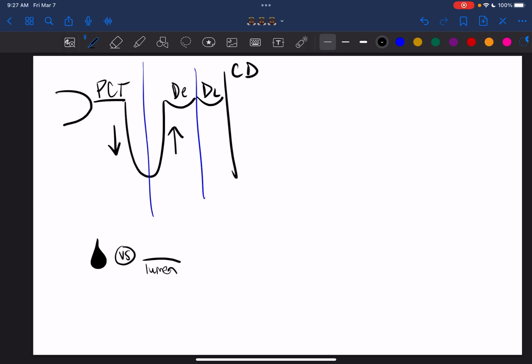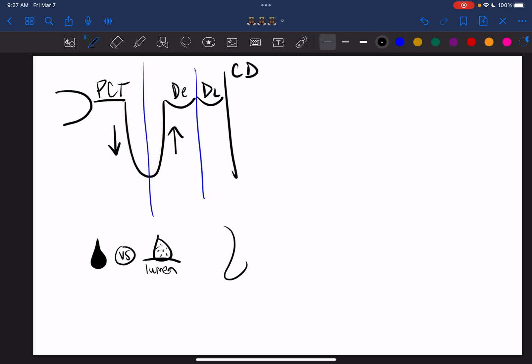In GI, the framework is blood versus food, as I call it, meaning the blood versus the intestinal lumen. In respiratory, it's blood versus air, meaning the blood vessels versus the alveoli, the respiratory lumen. And then in renal, we have blood versus pee, and I draw the pee like this with dots in it. That's just the blood versus the tubular lumen.